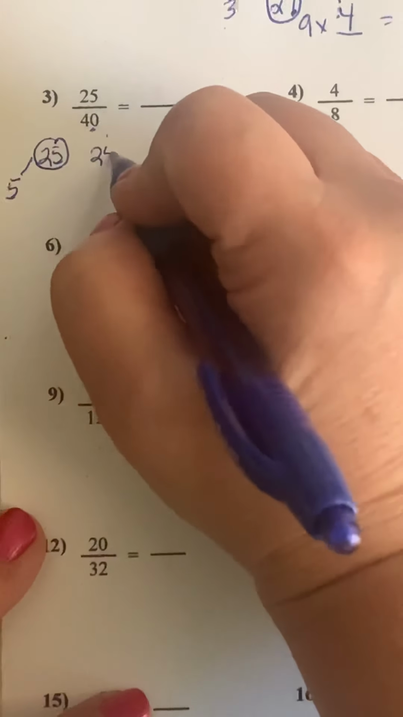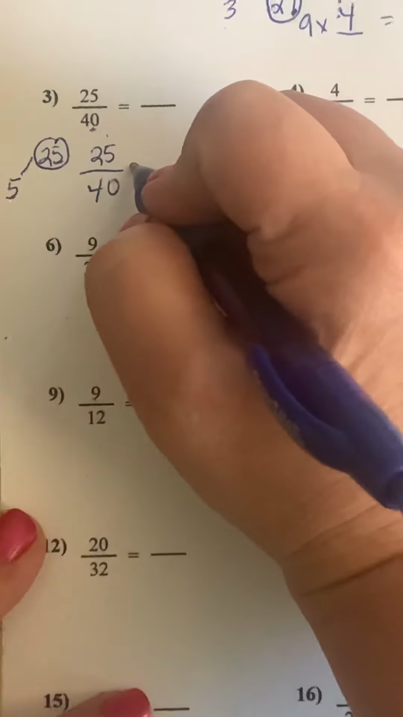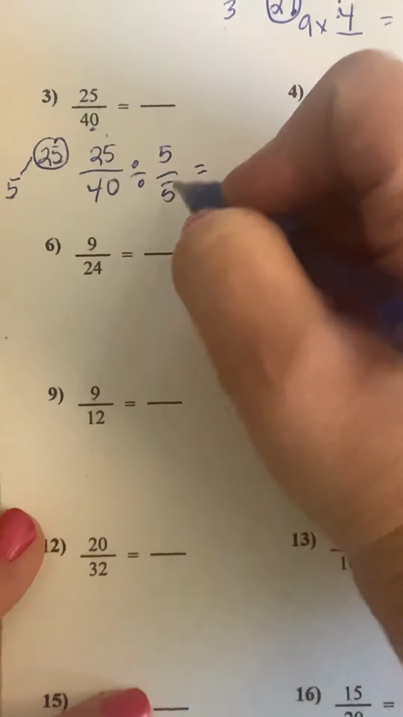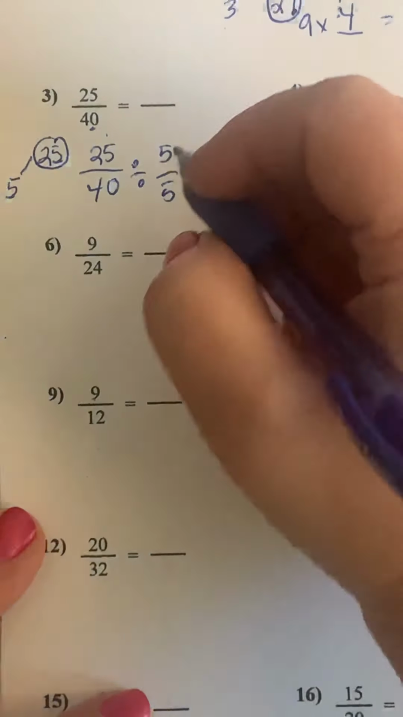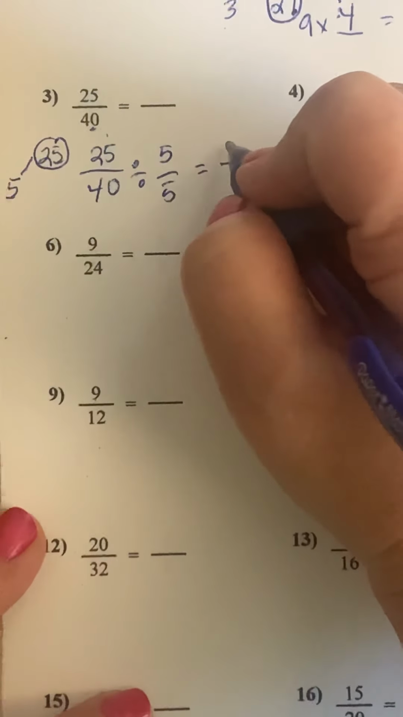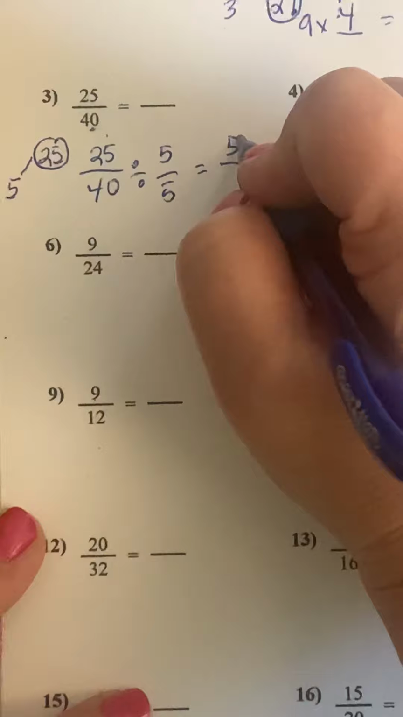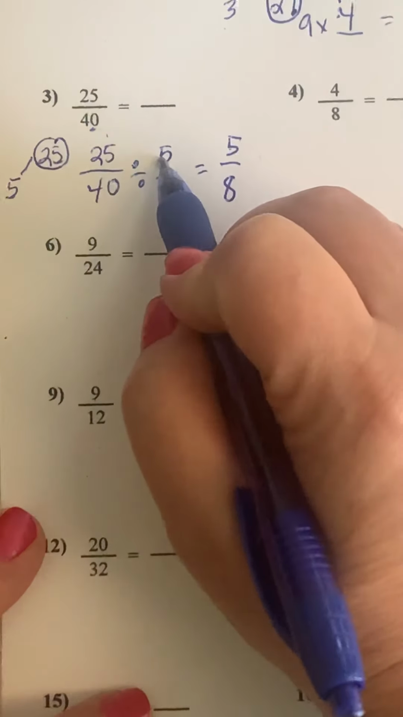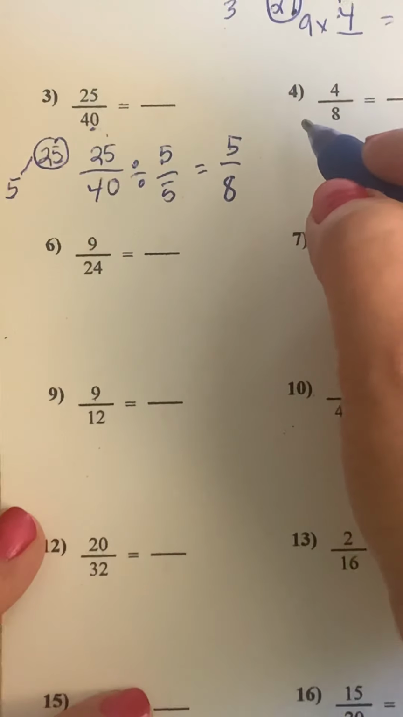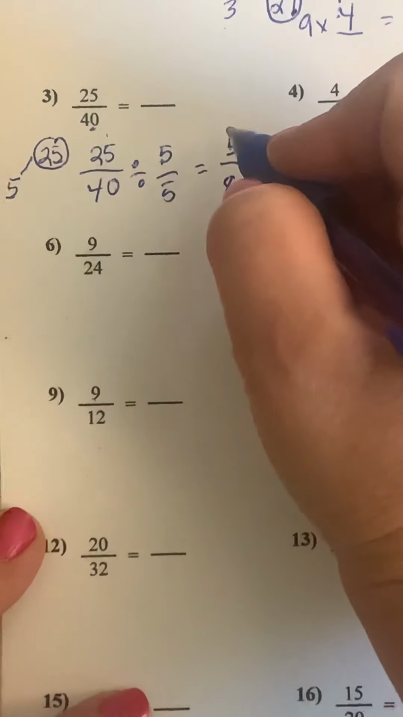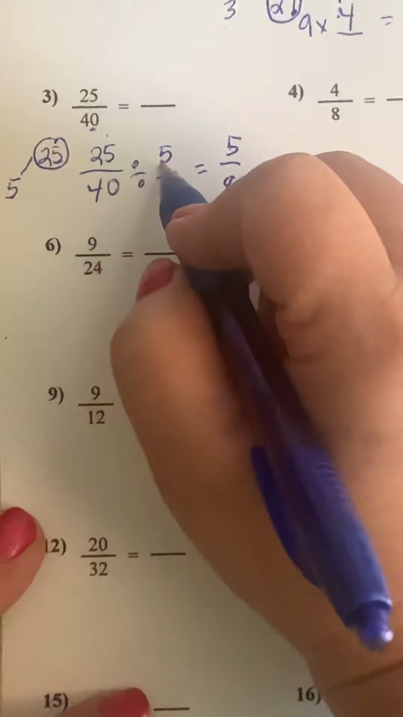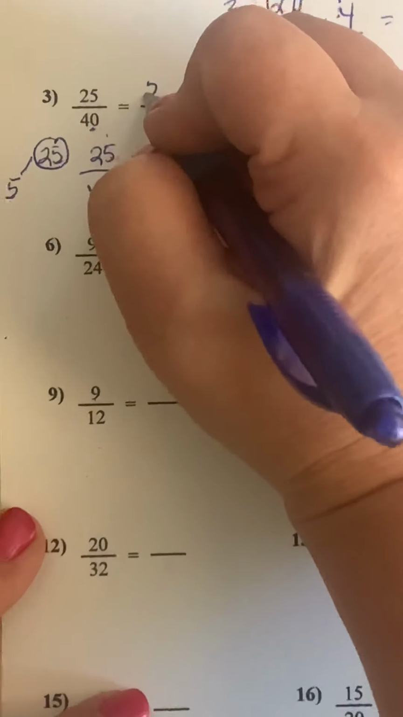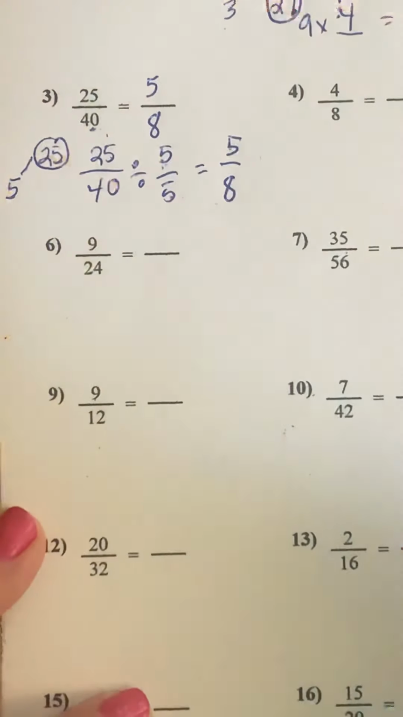So we're going to take 25 over 40. We're going to divide it by 5. And 25 divided by 5 is 5. 40 divided by 5 is 8. Let's check our work. 5 times 5 is 25. 8 times 5 is 40. And your answer is 5/8.